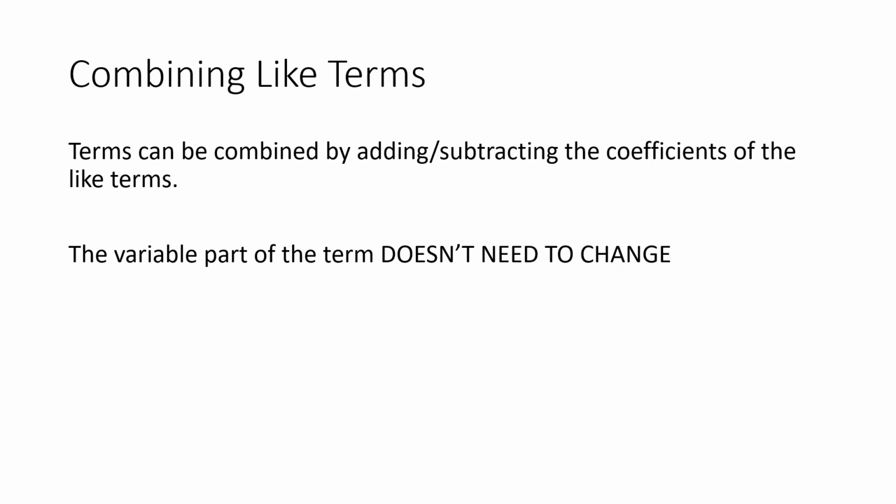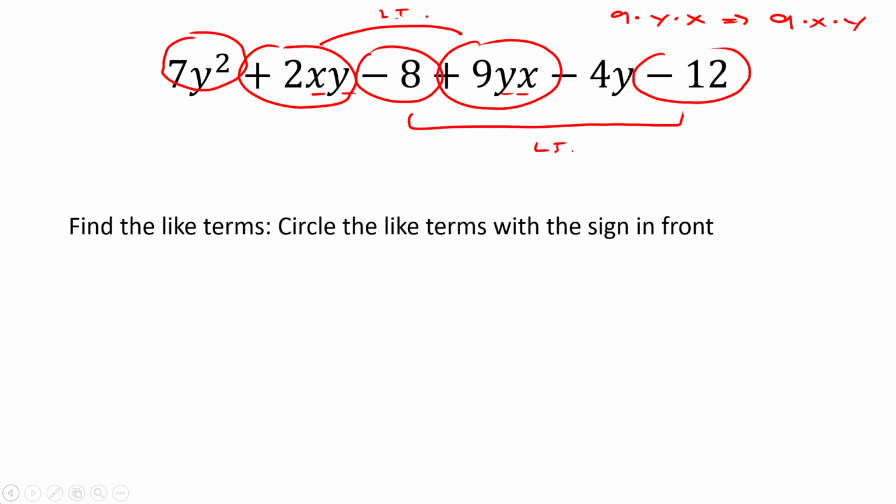Let's move on to the final part, or not final part, to combining like terms. Combining like terms means, how do we combine like terms? Well, terms can be combined by adding or subtracting the coefficients of the like terms, okay? So do you remember what the coefficient is again? The coefficients of the terms are the number parts. Okay, let me change my pen. This is the coefficient, this is the coefficient, this is the coefficient, this is the coefficient.